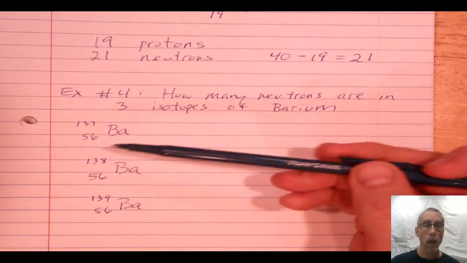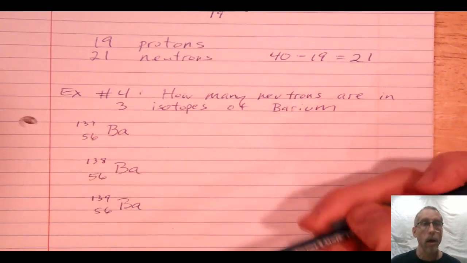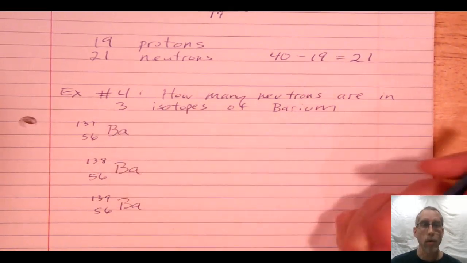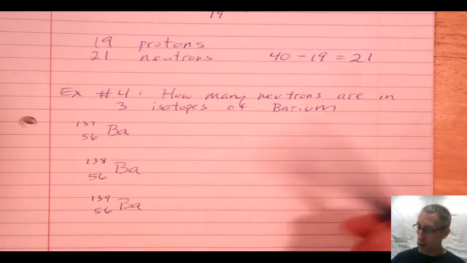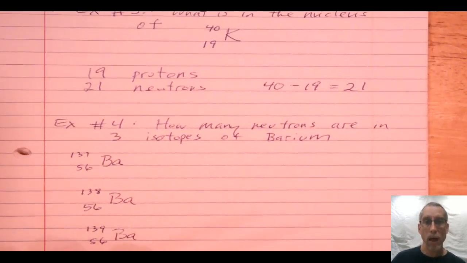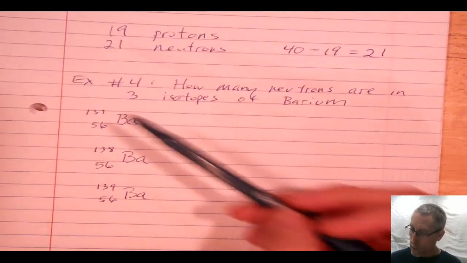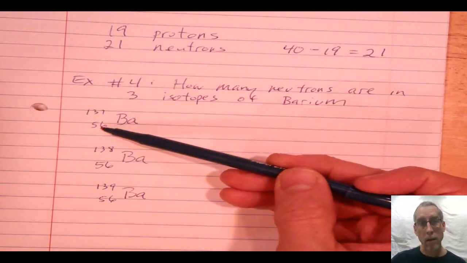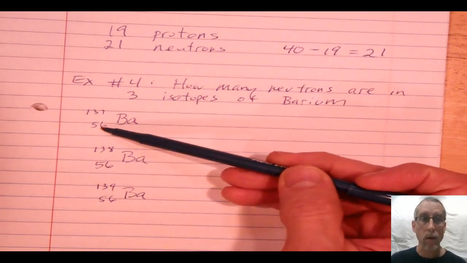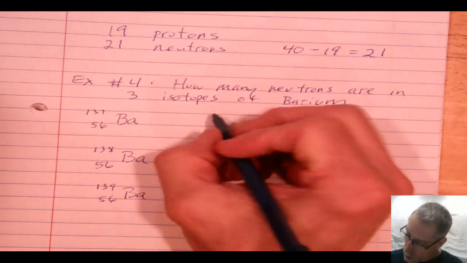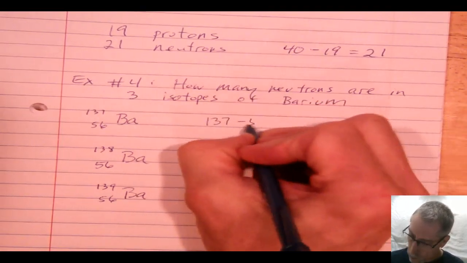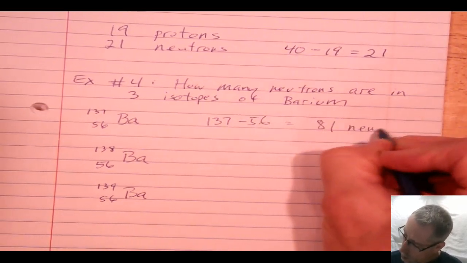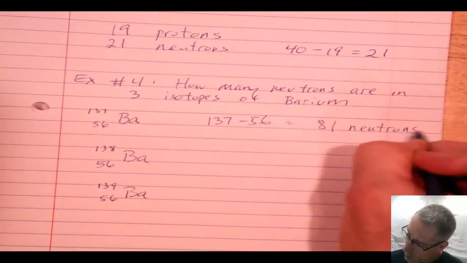Notice because they're barium, they all have 56 protons, and so we put that in the lower left. But the mass numbers are 137, 138, and 139. So do you remember how to find the neutrons? It's the same way we did it up here for this potassium atom. If we know the total mass of this barium atom is 137, and 56 of that comes from the protons, the remainder comes from the neutrons. Okay, so 137 minus 56 means 81 neutrons in that particular isotope.